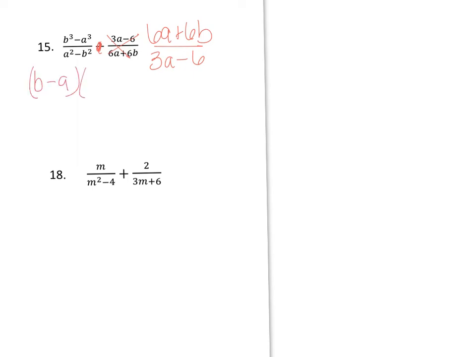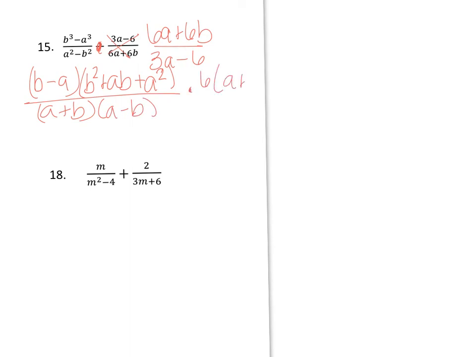It's kind of tricky. It's reversing the variables. And then b squared plus ab or ba plus a squared. And a squared minus b squared is a plus b, a minus b. And then I can factor out a 6, and I get 6 times a plus b, and 3 times a minus 2. And so my domain restrictions here get a little tricky.